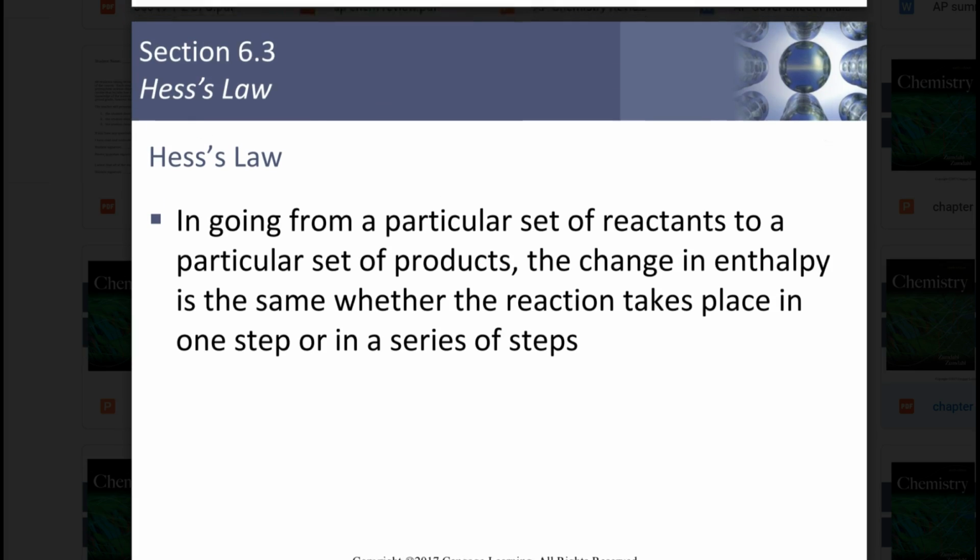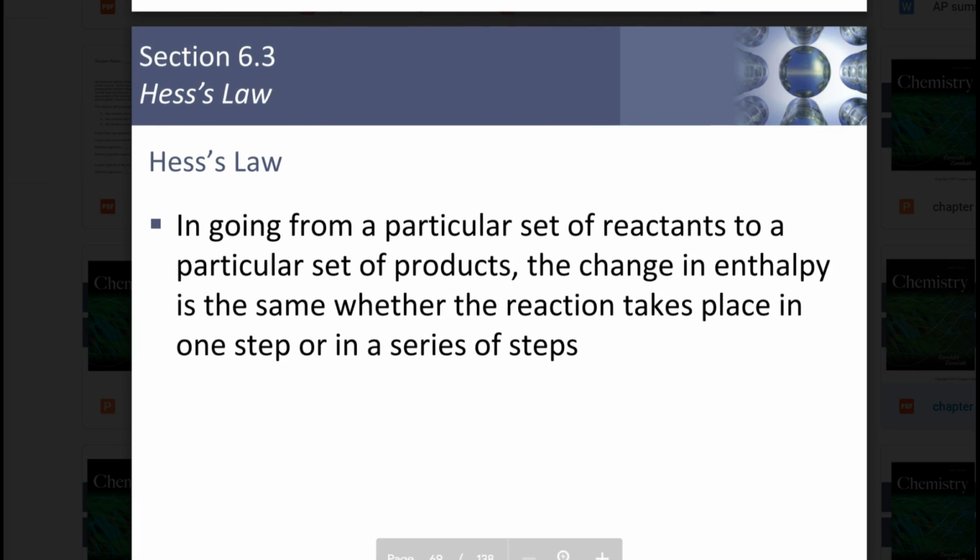All right, next one is Hess's law. Yay. Before we do that, though, okay, so if you can, I'm going to pause this for now.